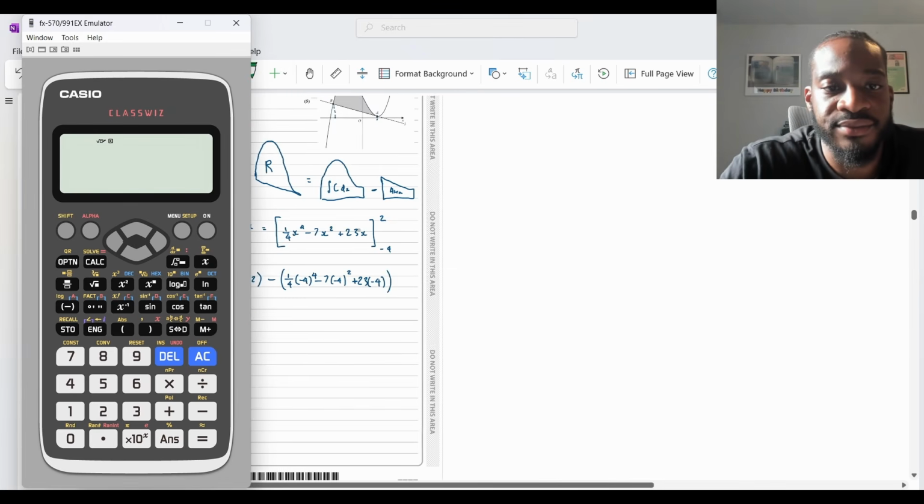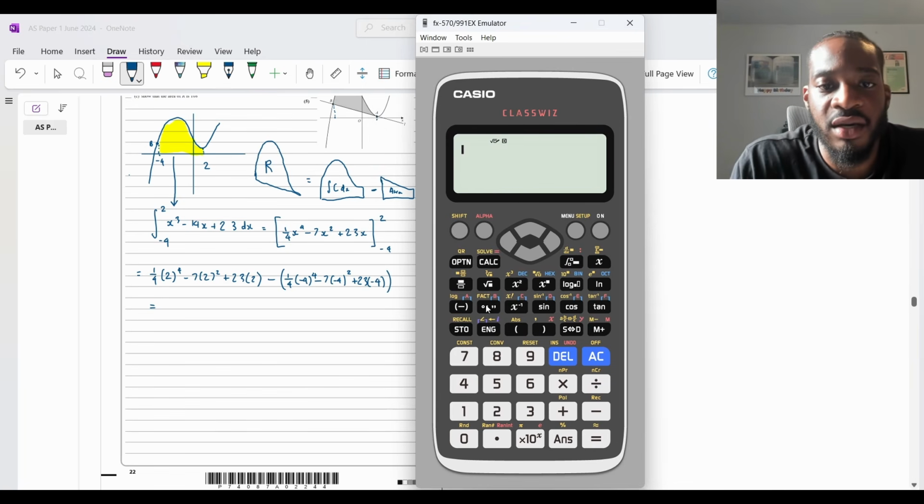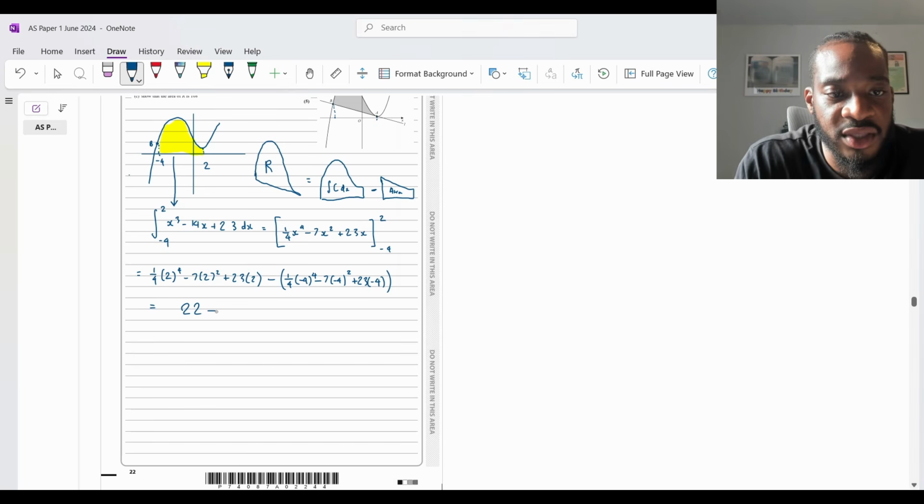Let me zoom out a bit just so we can see everything. So it's going to be a quarter times 2, like that, to the power 4, minus 7 times 2 squared, like that. That's fine. Plus 23 times 2. And in the exam, I think you should always just break it down. So we get 22 there. So it's going to be 22, take away.